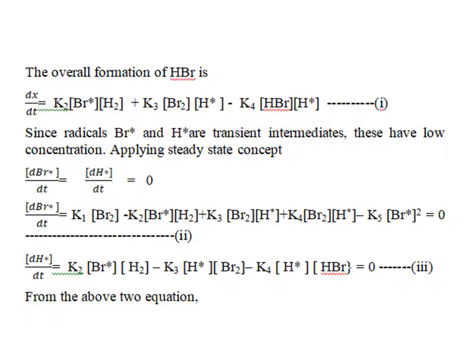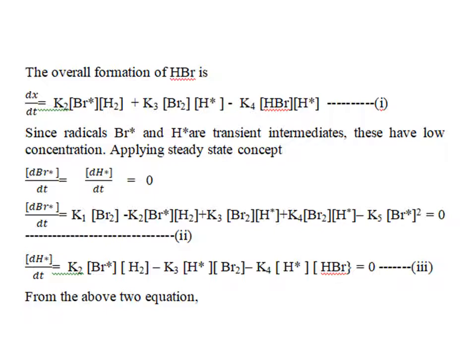Now, d[H*]/dt is equal to k2[Br*][H2] minus k3[H*] into concentration of [Br2] minus k4[H*][HBr], that is equal to 0. This is equation number 3.